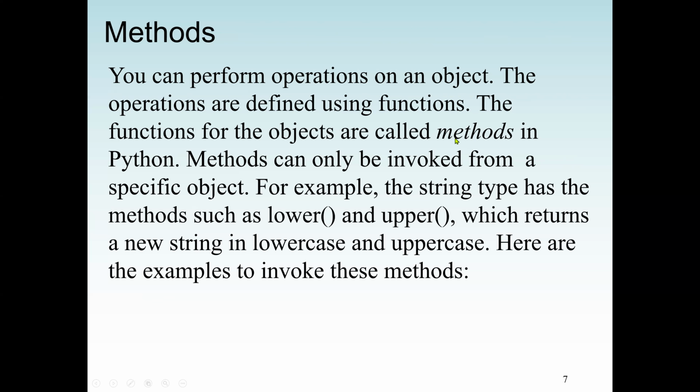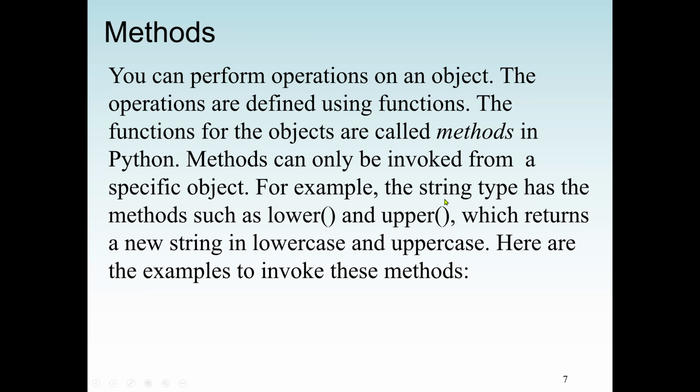And then when I create the object using the class, now all the class members, the data or the methods, can be used by the objects. So methods can only be invoked from a specific object. That's what I'm trying to say, because again, a method belongs to a class. So when I want to use a method, I need an object to work on, because we say the behavior of an object depends on the method. The methods are the behavior of an object.